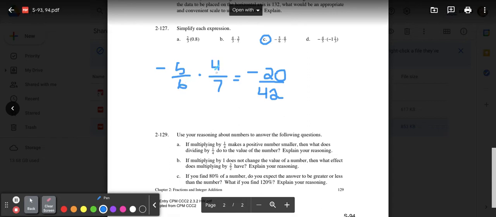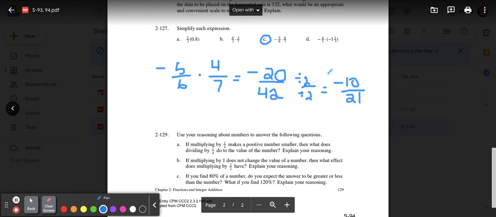I could have changed that to a 3 and that to a 2 and divided top and bottom by my 2, but I'm going to do it this way. It's easier for me to see. So I can say divide top and bottom by a giant 1, and in this case 2. I'm going to divide top and bottom by 2. So -20 divided by 2 gives me -10. And 42 divided by 2 is going to give me 21.